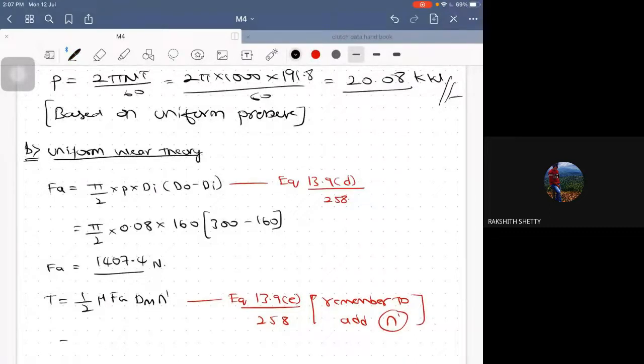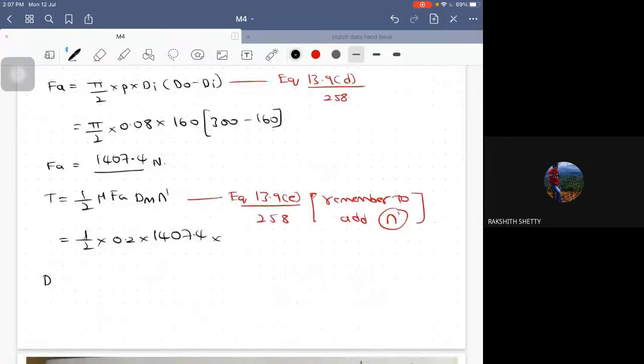Now, please do substitute it. It is half times mu, which is 0.2, cross Fa, which is 1407.4, cross dm. Okay, dm we don't know. We can calculate the value of dm. We already have calculated it, I guess. It is d naught plus di divided by 2, the mean diameter. It is 300 plus 160 divided by 2.